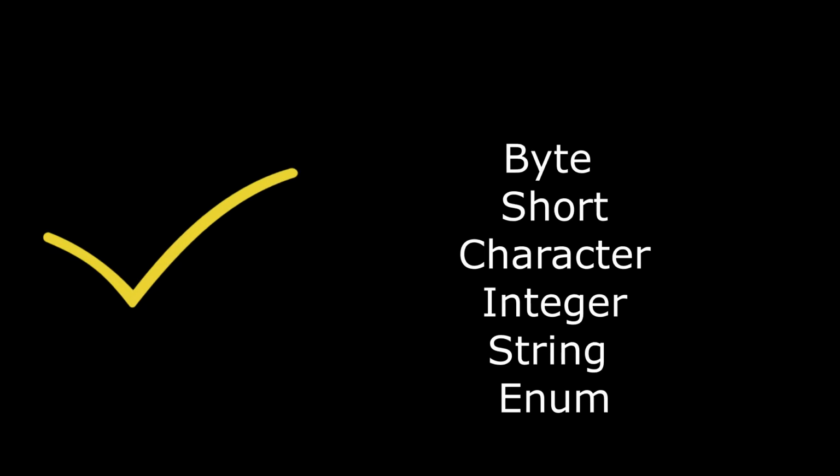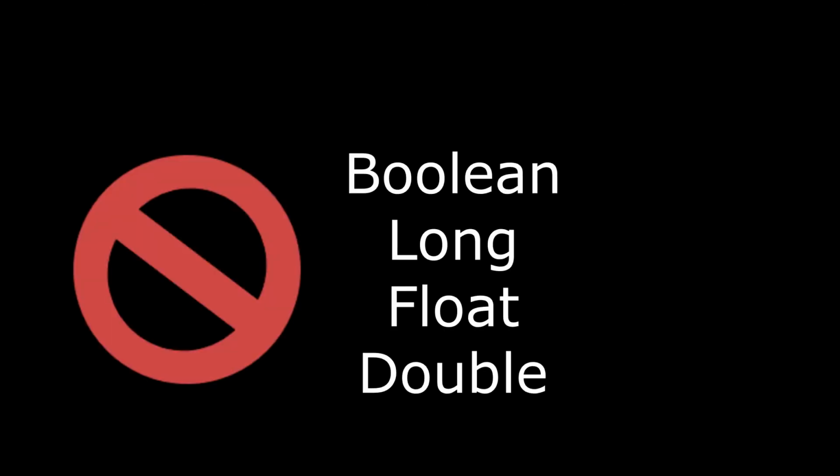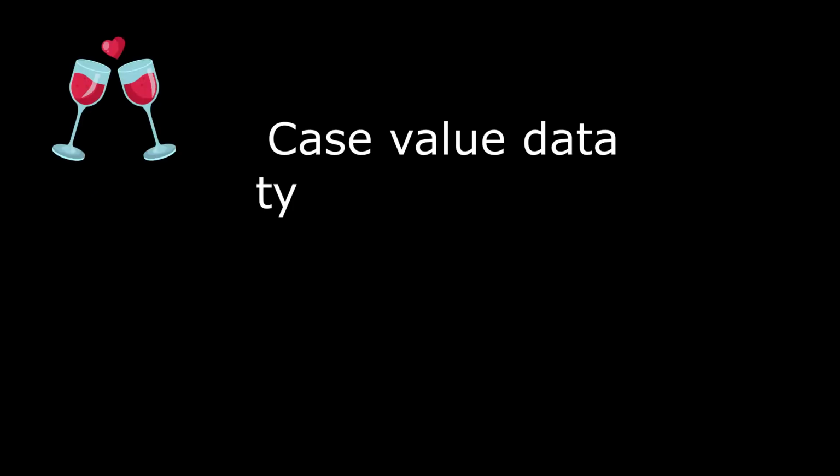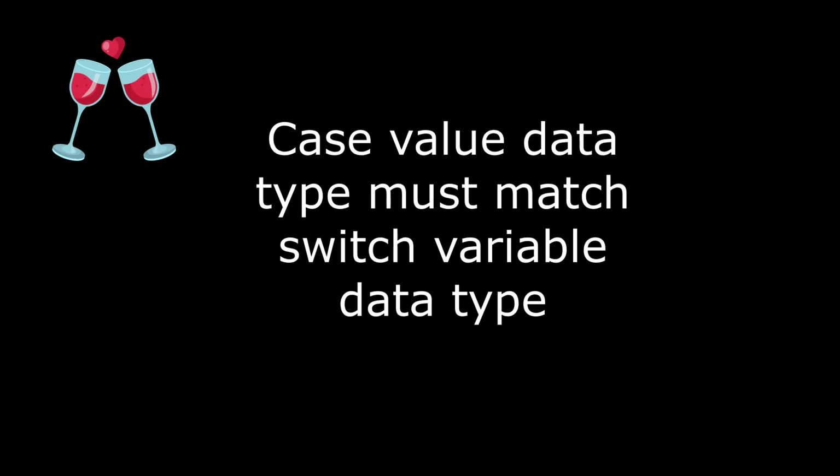In order to use the switch statement correctly and avoid compiler errors, we must remember several rules. These rules will become second nature to you after some practice, so no worries there. Rule number 1, the switch variable can only include the following data types: byte, short, character, integer, string, and enum. It does not support Boolean, long, float, and double data types. Number 2, the case value data type must match the switch variable data type. So if we use an integer in the switch variable, all case values must also be of type integer. And number 3, the case value may be a literal, a final variable, or an enum.